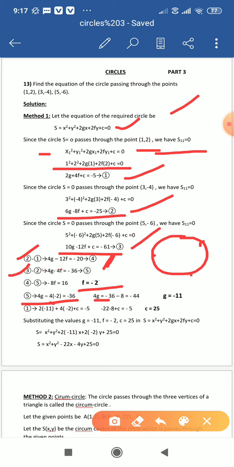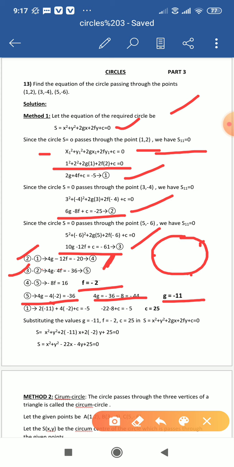So 4g is equal to minus 36 minus 8, that is equal to minus 44. 4g is equal to minus 44, so g is equal to minus 11. So we have another value, g is equal to minus 11. Substitute the values of f and g in either 1 or 2 or 3 to find the value of c.